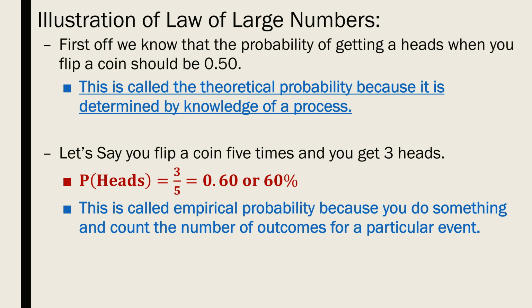I will explain the law of large numbers in this example. First, we know that the probability of getting a heads when you flip a coin should be 0.5. This is called the theoretical probability because it is determined by knowledge of a process. Let's say you flip a coin 5 times and you get 3 heads. So the probability that you have a heads up is 3 divided by 5. This is called empirical probability because you do something and count the number of outcomes for a particular event.